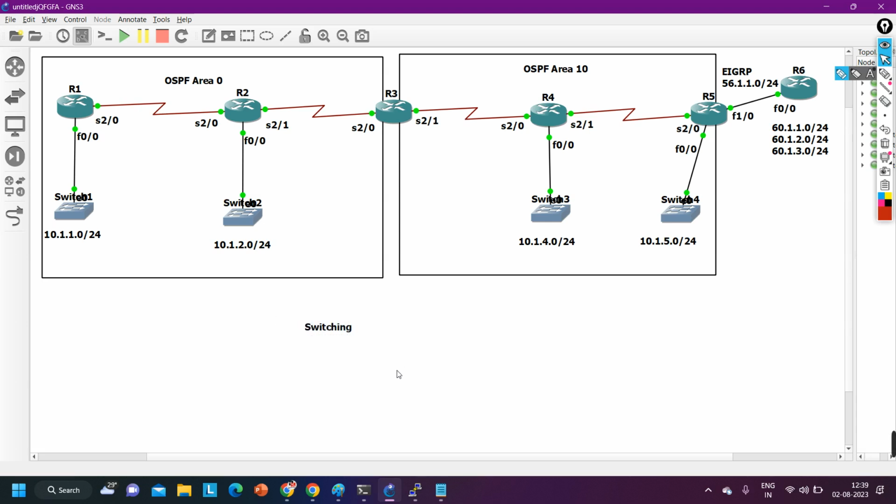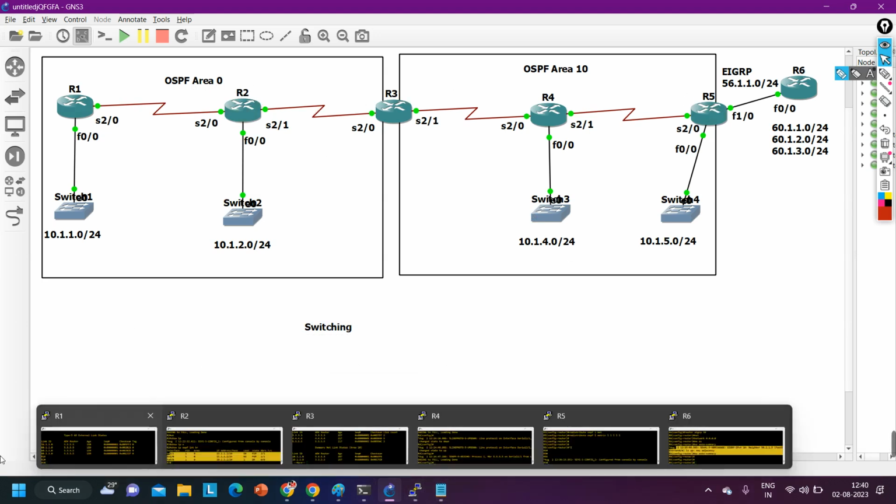So here I have one question. My question is, if both sides have a regular area, not area 0, then what do we do? Then communication will not happen. Let's see now. Let me do it.